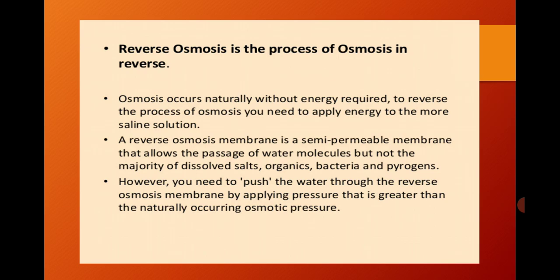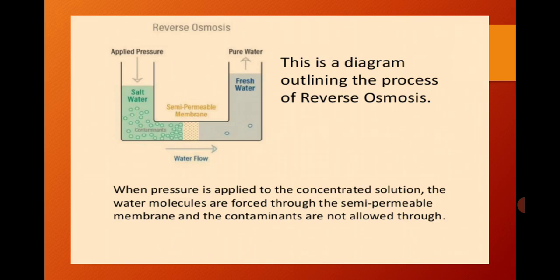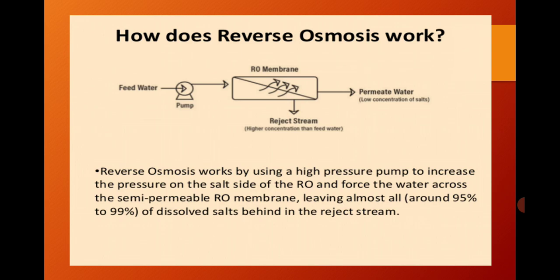However, you need to push the water through the reverse osmosis membrane by applying pressure that is greater than the naturally occurring osmotic pressure. Now this diagram is outlining the process of reverse osmosis. When pressure is applied to the concentrated solution, the water molecules are forced through the semi-permeable membrane and the contaminants are not allowed through. Let's see how reverse osmosis works in detail.